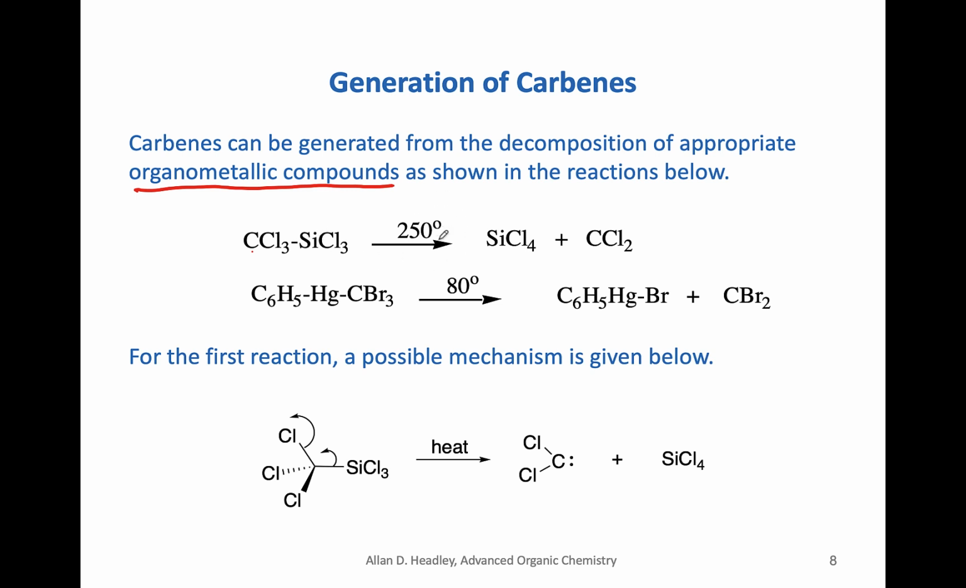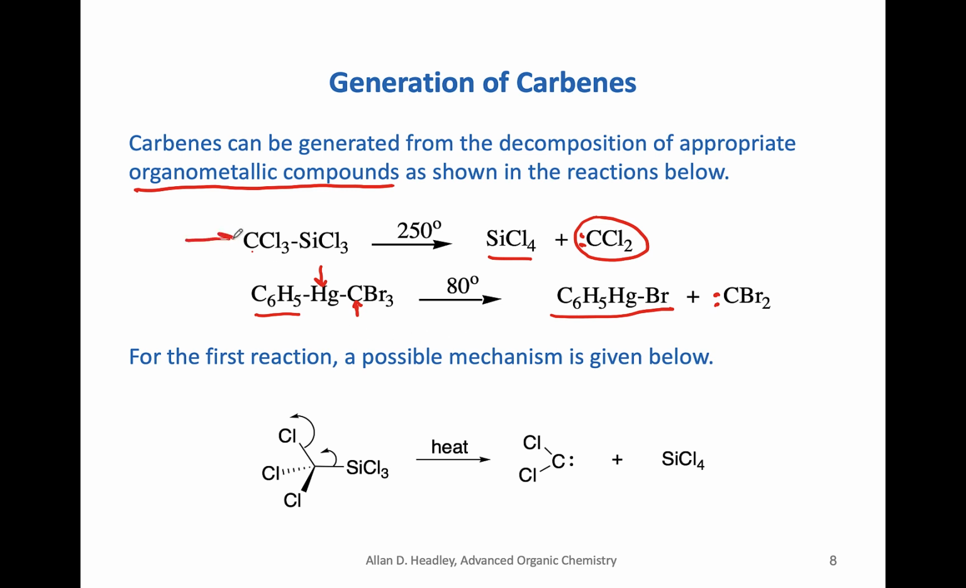In the presence of heat, we get SiCl4 and our carbene. Here's our carbene. Should really have 2 electrons right here. Same here. So this carbon here is bonded to this phenyl group here, and of course we have our mercury that's between that C-H bond. And of course, in the presence of heat, we get our carbene here and another product here, the metallic product.